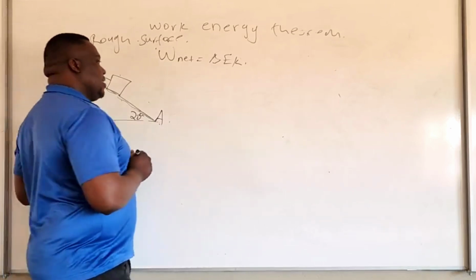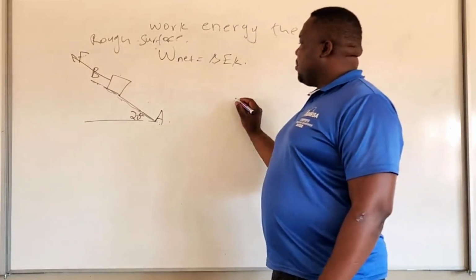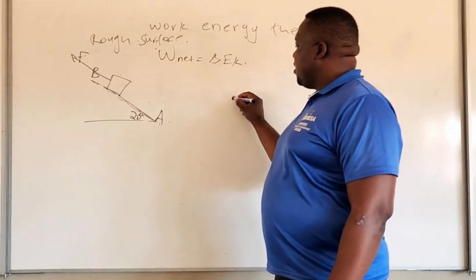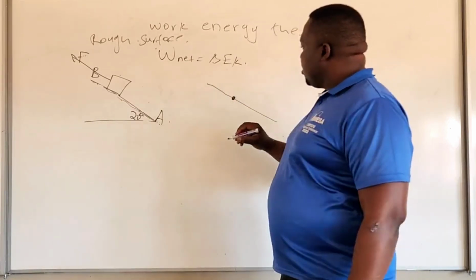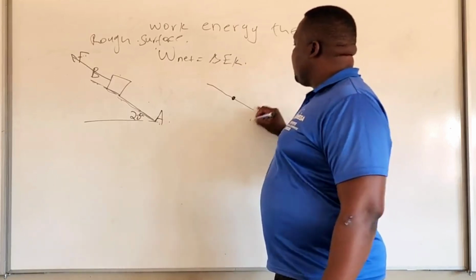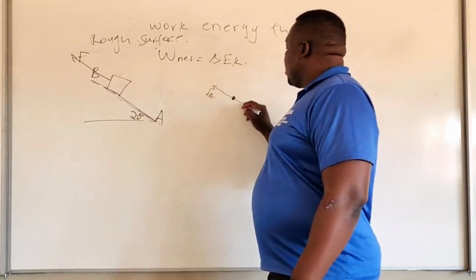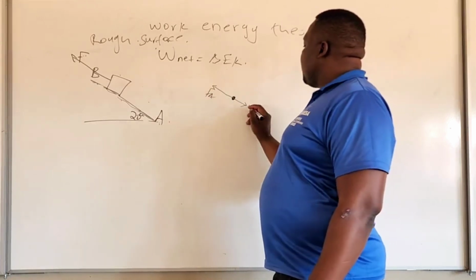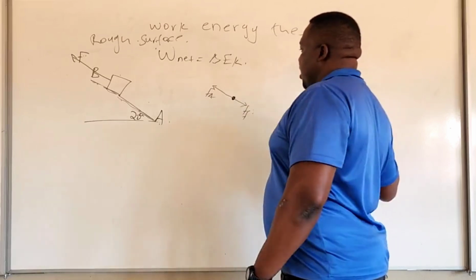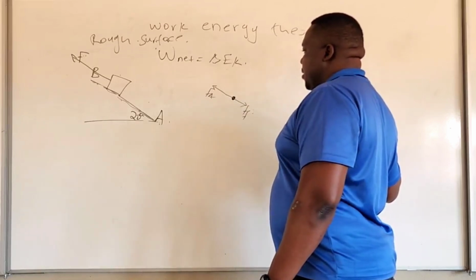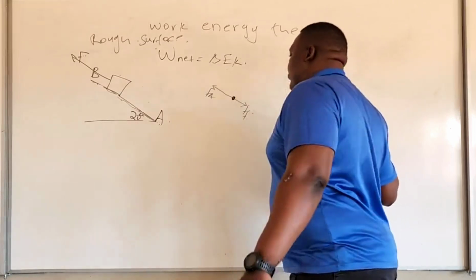Let us draw a free body diagram for this one. In our free body diagram, we're going to have a dot. Then what will we have? We're going to have the applied force. Then we're going to have the frictional force, which is pulling the object down as the object is moving up.